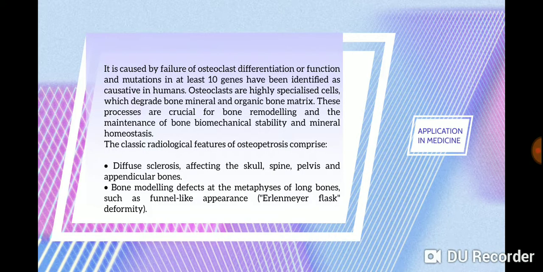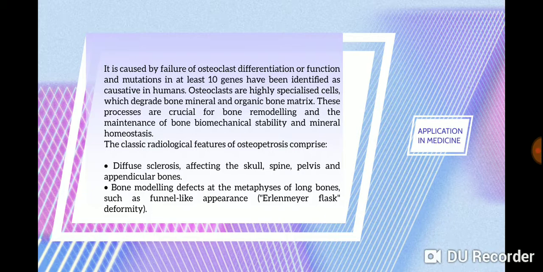It is caused by failure of osteoclast differentiation or function, and mutation in at least 10 genes have been identified as causative in humans. Osteoclasts are highly specialized cells that resorb bone mineral and organic bone matrix. These processes are crucial for bone remodeling and the maintenance of bone biomechanical stability and mineral homeostasis.